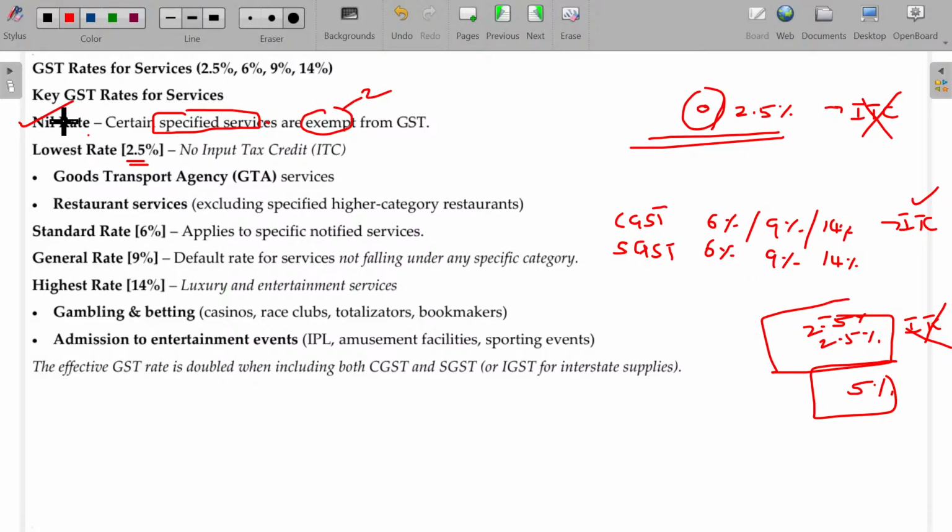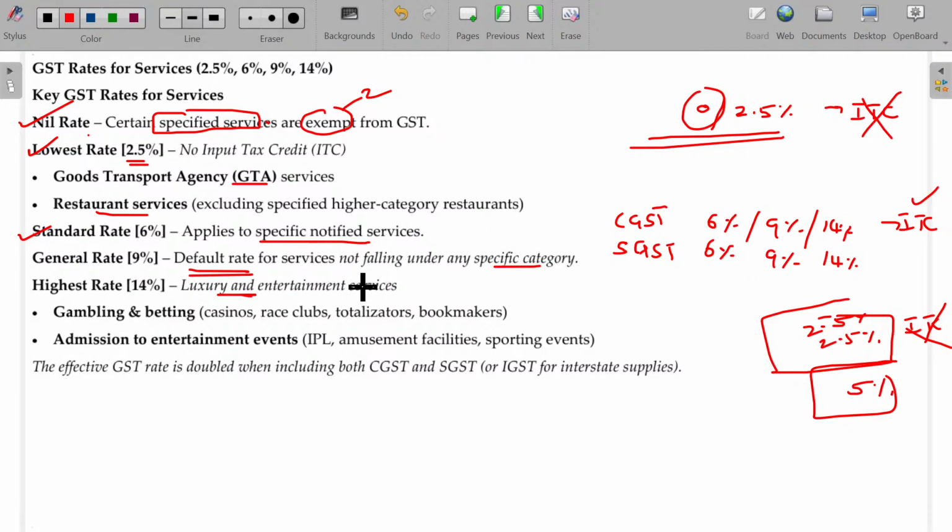For all these exempted services, tax rate being 0. And in case of 2 items, GTA and restaurant services only, these 2 services only fall under this category, 2.5 percentage. 2.5 plus 2.5. Okay, currently we have 3 plus 3 also, we'll see that later on. Okay, lower rate. And applies to some specific notified services 6 plus 6. Whenever we talk about the general services, always it falls under 9%. It is a default. Okay, not falling under any specific services.